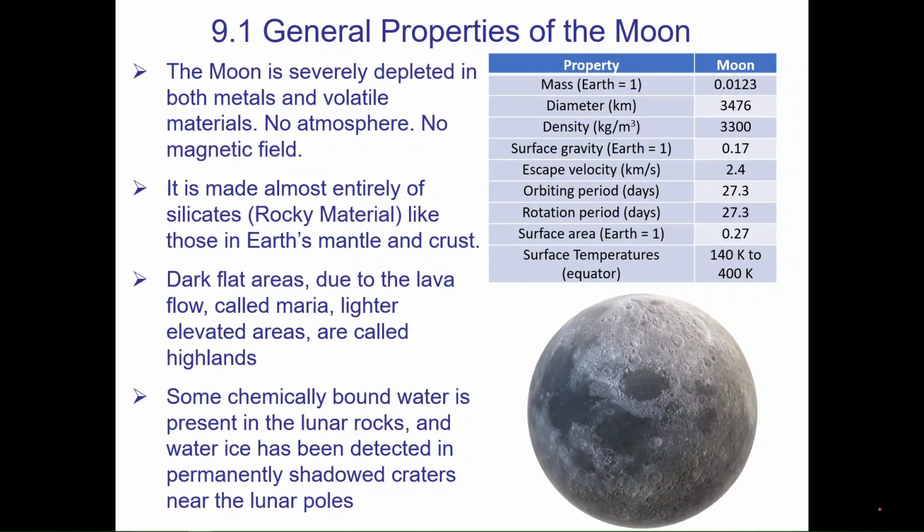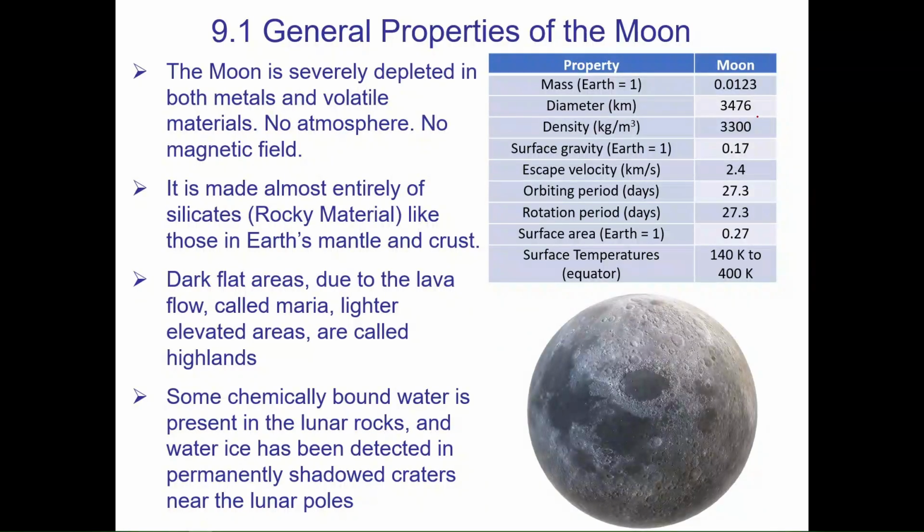Let's first look at the properties of the moon. When we look at the properties of the moon and the rest of the planets, we'll try to compare them with Earth. So you can see here, if the mass of the Earth is 1, the mass of the moon is about 0.0123. So in terms of mass, the moon is only about 1% of the mass of the Earth.